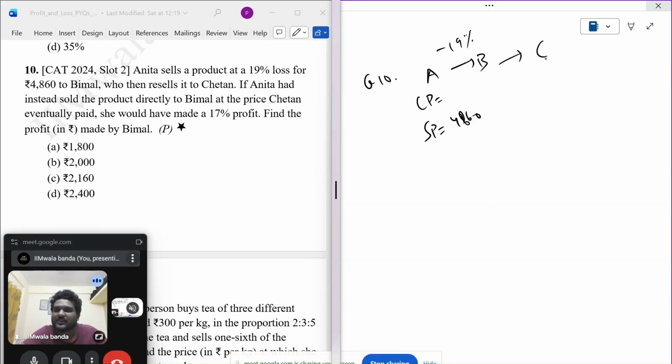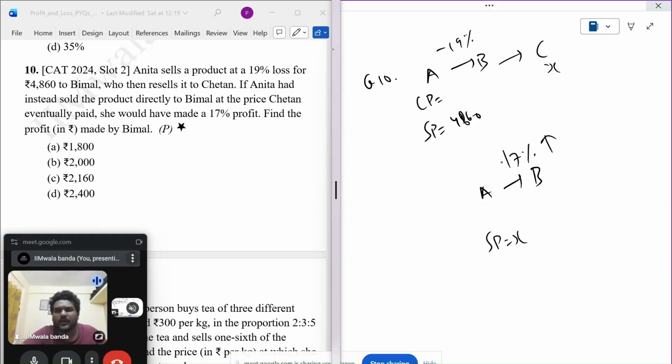Who then resells it to Chetan? Again, same type of question. If Anita had instead sold directly to Vimal B at a price that Chetan eventually paid, let's say he paid X, his selling price will be his cost price, and she would have sold it for X rupees, she would have made 17% profit actually. Find the profit made by B.